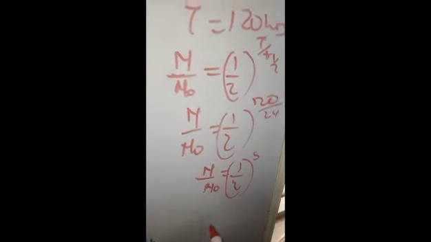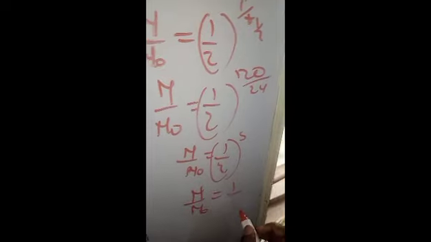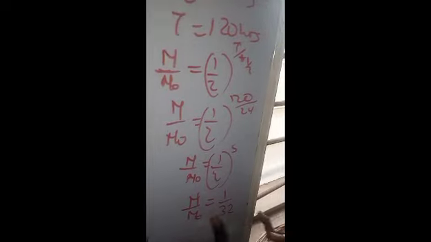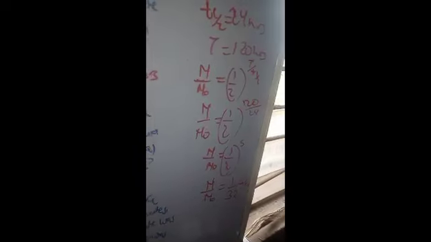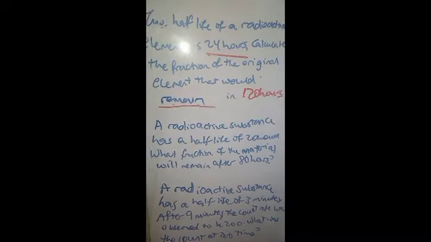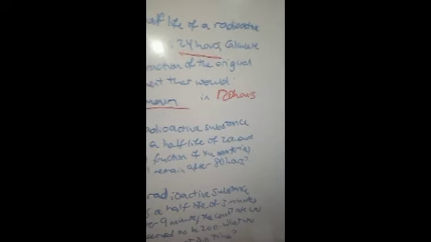N over N naught is equal to 1 over 2 raised to power what? Raised to power 5. N over N naught is equal to 1 over 2 raised to power 5, which is 32. So this is the fraction that will do what? Remain. That's what you are looking for. You are not asked what fraction would have disintegrated. This one, what fraction would remain? It's as simple as that. So I believe you should be able to solve this next question on your own now. Okay, pause it and try it. They are all JAMB questions. Try it out.